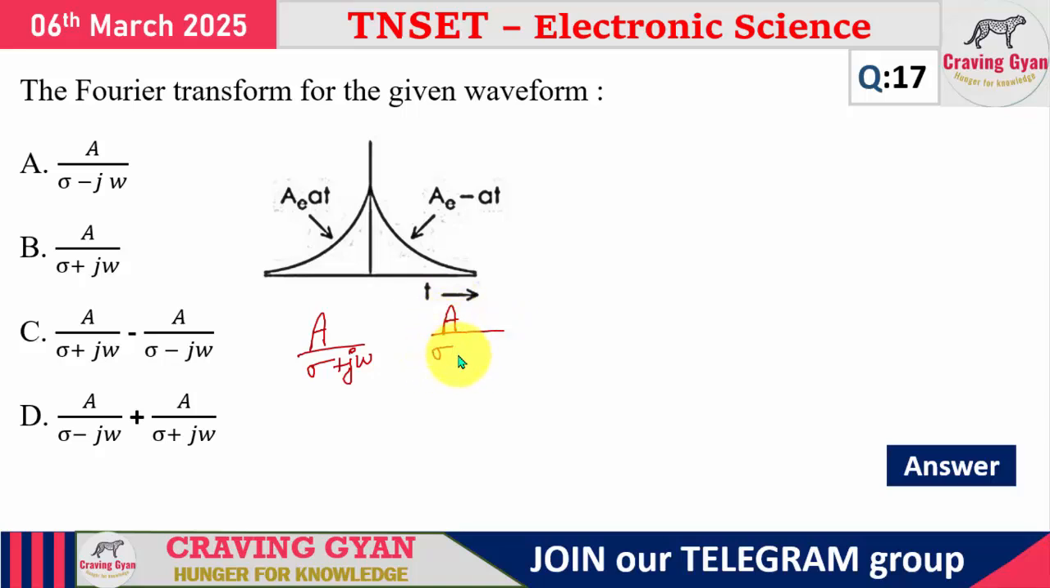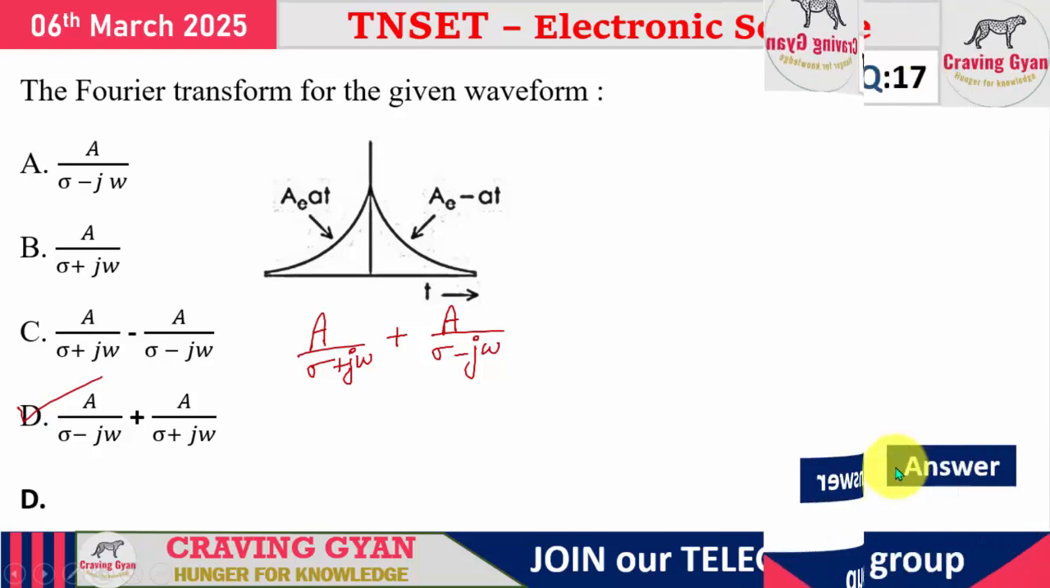For the right side, you are going to get A divided by sigma minus j omega. Now, when you try to add this, you are going to get option D as correct. So, for the 17th question, option D is going to follow.